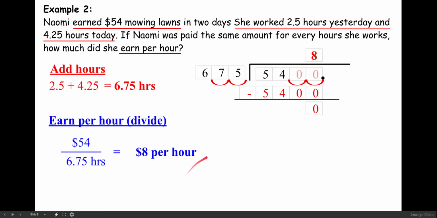And you ask yourself, does that make sense as an answer? Well, she worked for 6.75 hours, makes about $8 per hour. Would that equal 54? I think if you multiply 8 times 6 or 8 times 7, you should get a number that's close to 54. You always want to check if your answer is reasonable. Let's go to number 3.